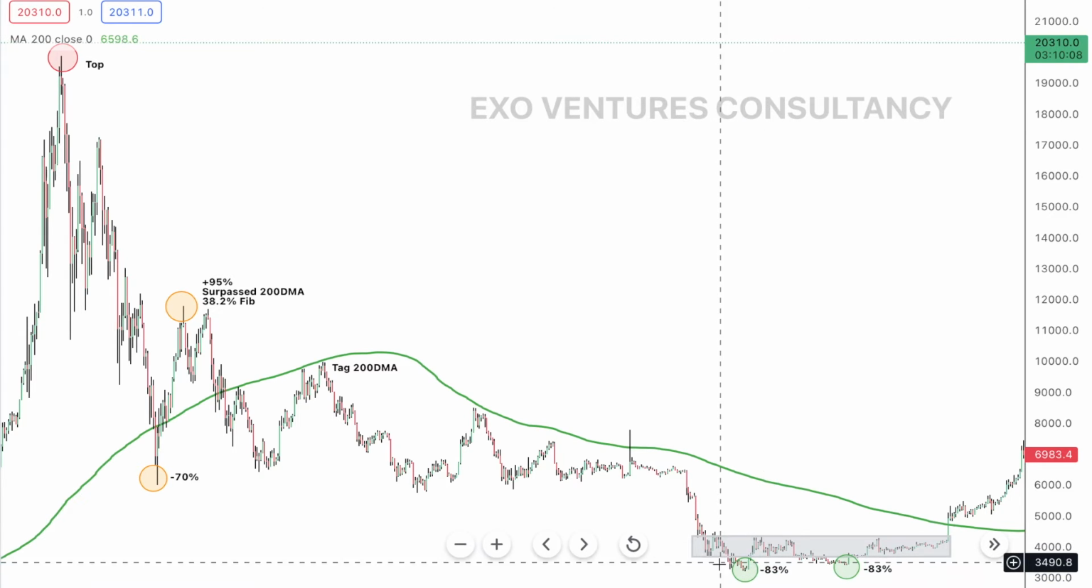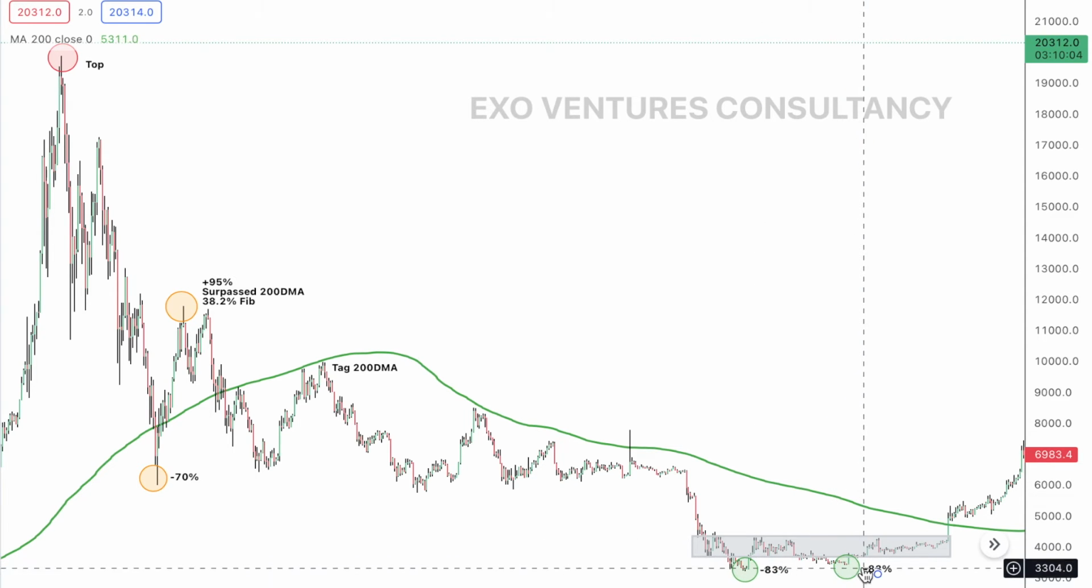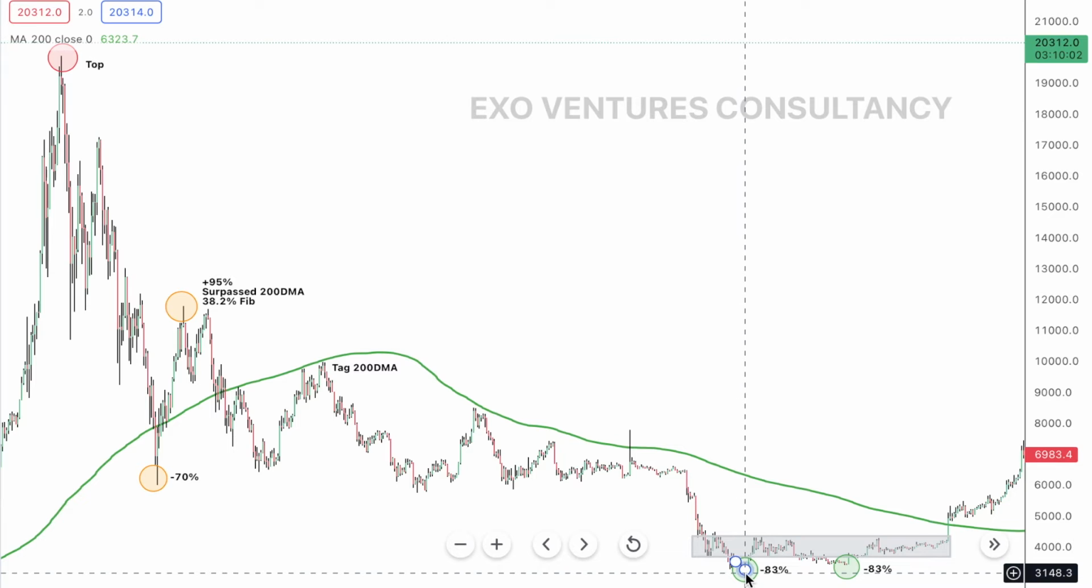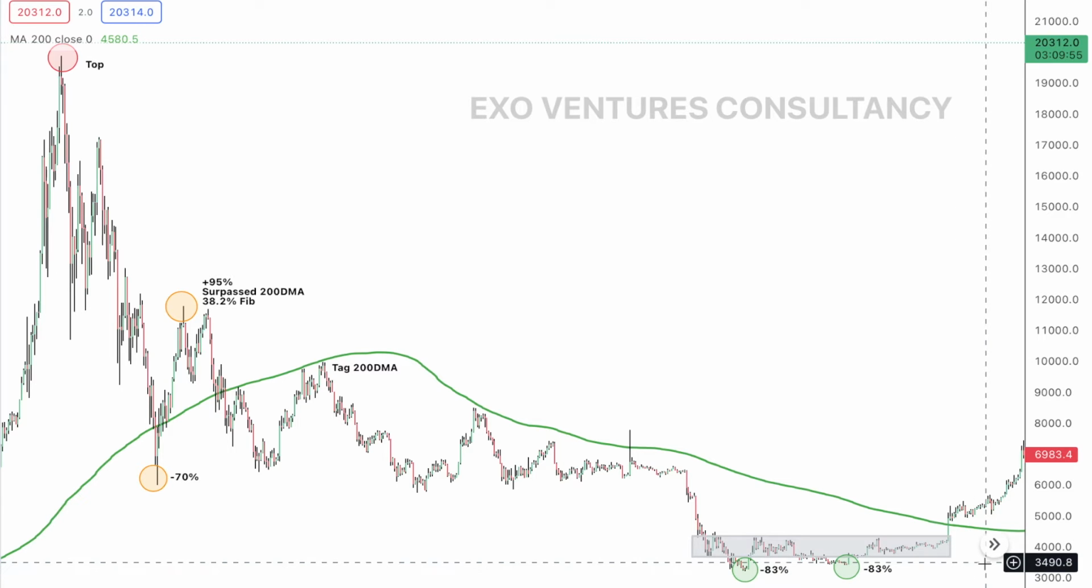These are the buying opportunities, which were around 84% for this cycle. They were actually at 83.88% from the top. And these are the ones you want to be looking for when you are investing.